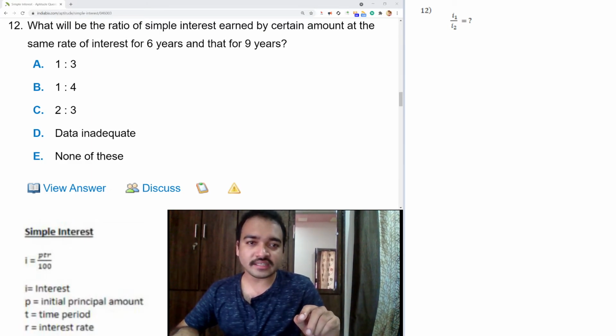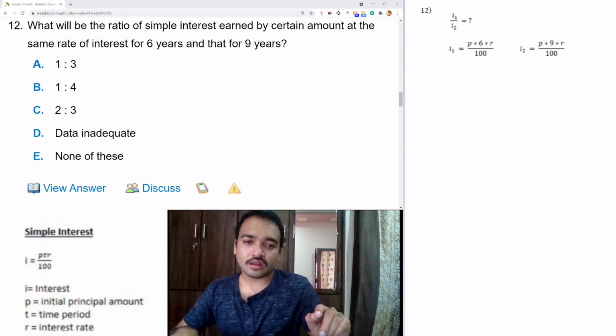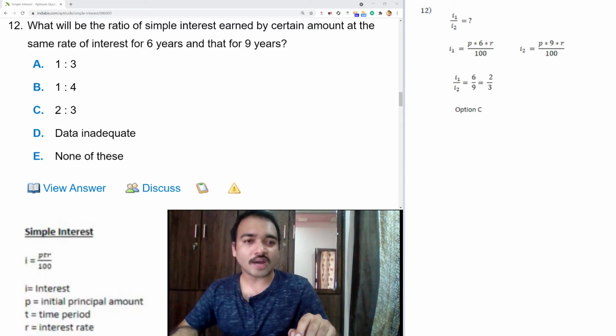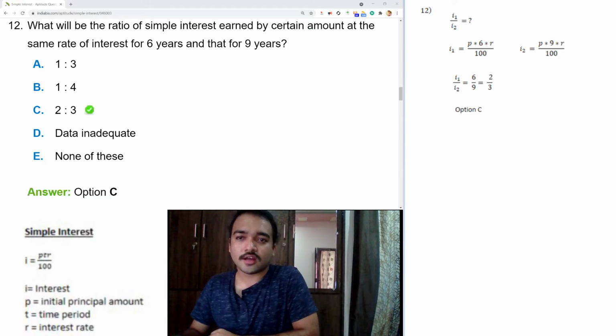In the first case, I equals P into T, time is 6, R by 100. In the second case, P is same, T is 9, R is same as before by 100. I1 by I2 is equal to 6 by 9, which equals 2 by 3. So option C. Option C is correct.